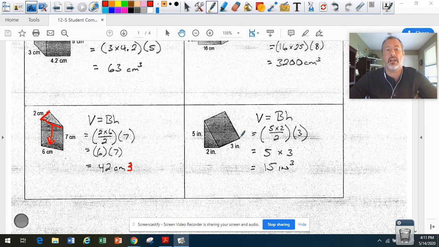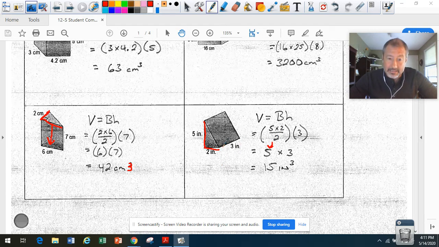Okay, let's look over here. Now, this is our base here. This is still a triangular prism, okay? So here's my height of the triangle. Here's my base of the triangle. So now I have my big B. My big B is going to be base times height divided by 2. So 5 times 2 is 10. 10 divided by 2 is 5, okay? So there is my big B. My big B is 5.